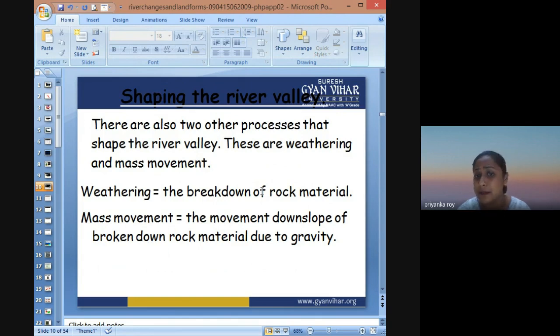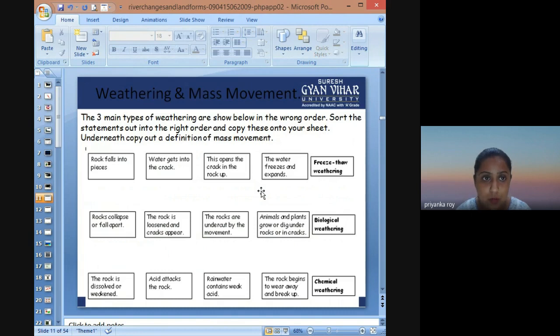Weathering is basically the breaking down of rock material, and mass movement is the movement of this broken down or eroded material down the slope, along with rocks and gravels. So in mass movement we have various types of landslides like rock fall, debris fall, and mudslide. All these are part of mass movements.